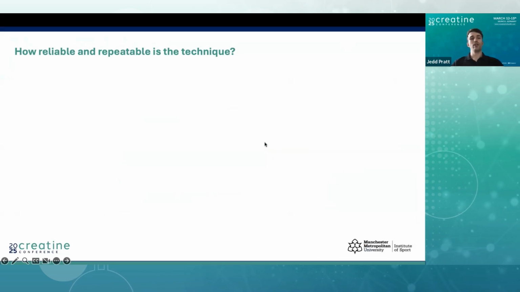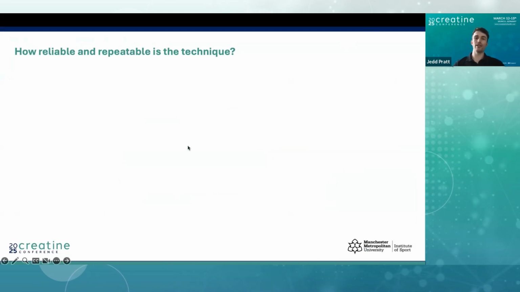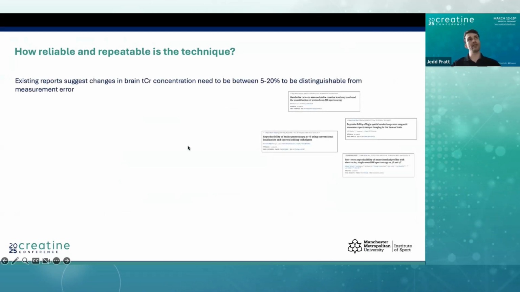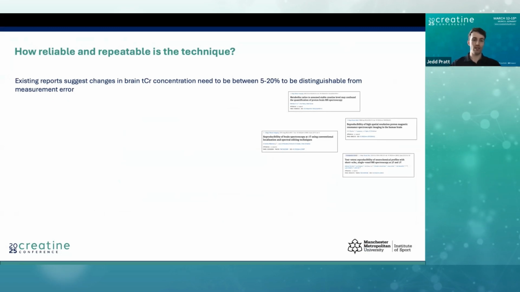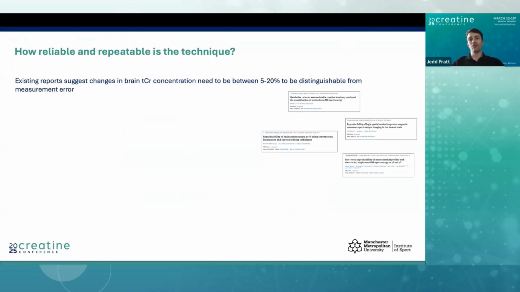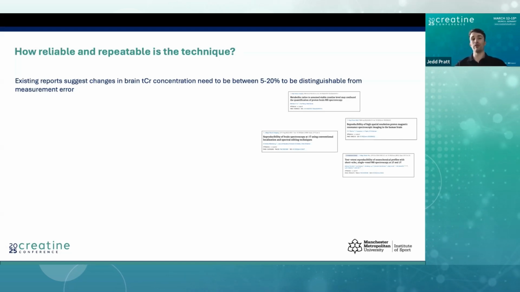So if we move on to the actual reliability of this technique, this is a really important point. When we first began to get into this area and searched the available literature, quite worryingly, there were quite broad margins of error reported to date. Combined, these data suggested that the change in brain creatine concentration would need to be between 5 and 20% to actually be distinguishable from measurement error, which is a very broad margin of error.